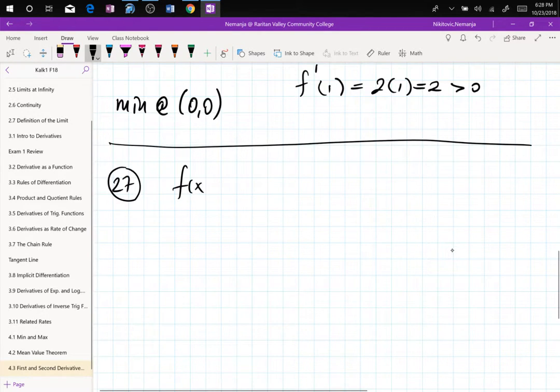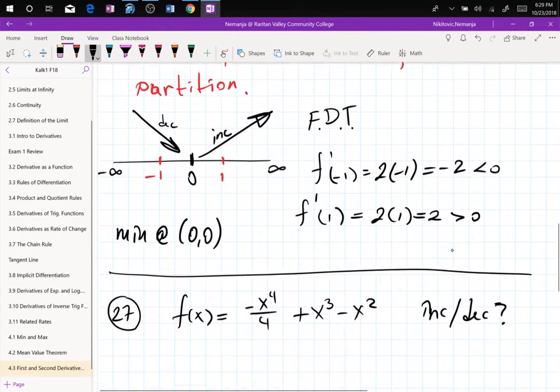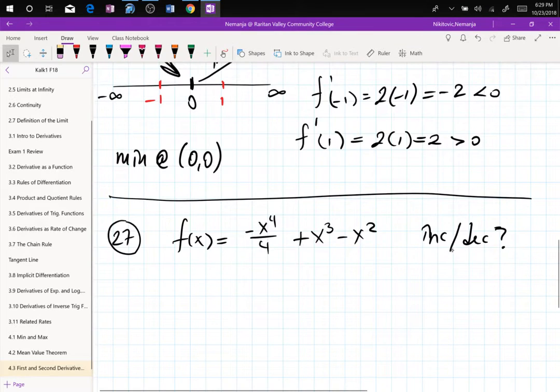F of x is equal to negative x to the 4 over 4 plus x cubed minus x squared. So this is the function. Again, what are the intervals of increase, decrease? Oh, I didn't write that for the previous problem, did I? This is terrible.